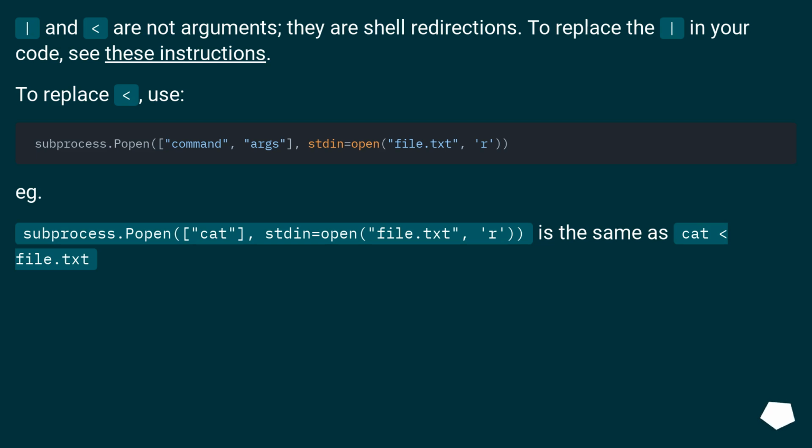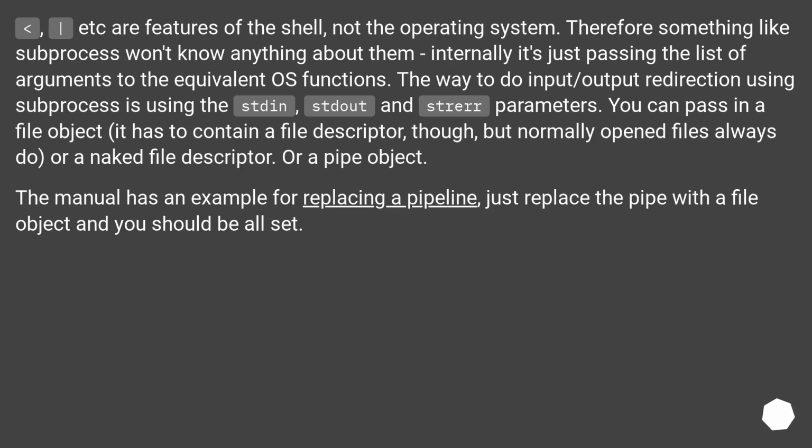For example, subprocess.Popen(cat, stdin=open(file.txt, r)) is the same as cat < file.txt. Etc. are features of the shell, not the operating system. Therefore something like subprocess won't know anything about them. Internally it's just passing the list of arguments to the equivalent OS functions.